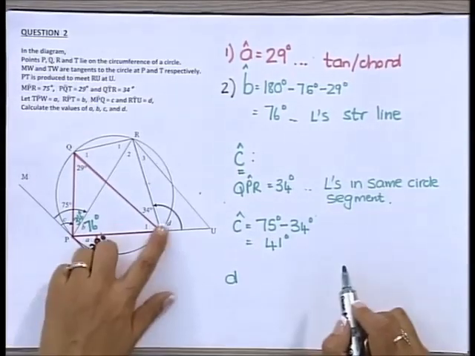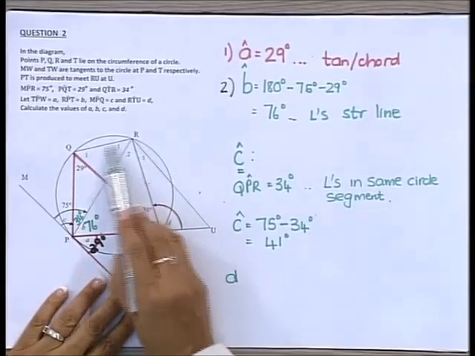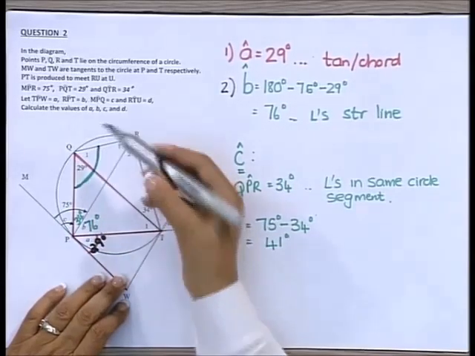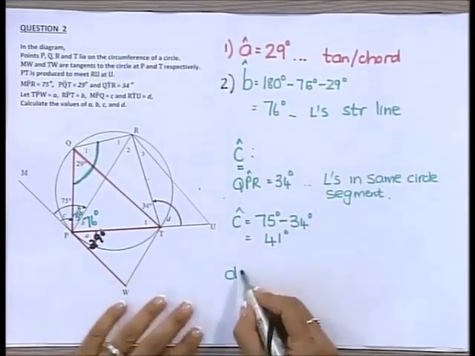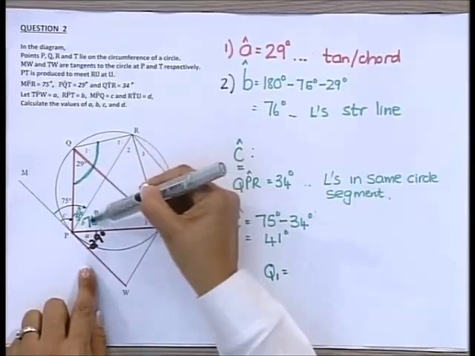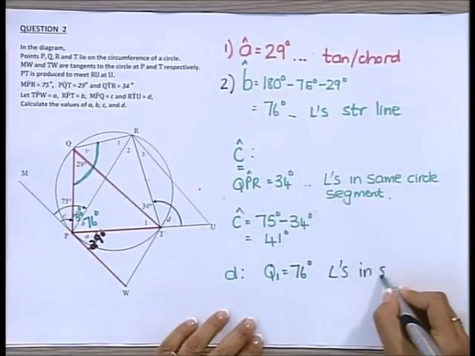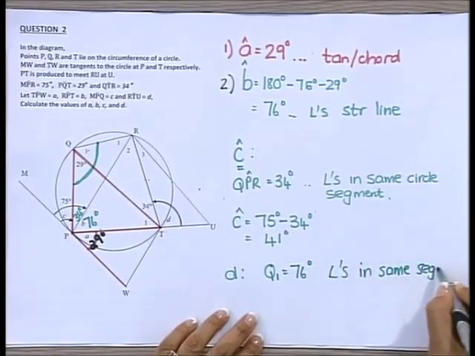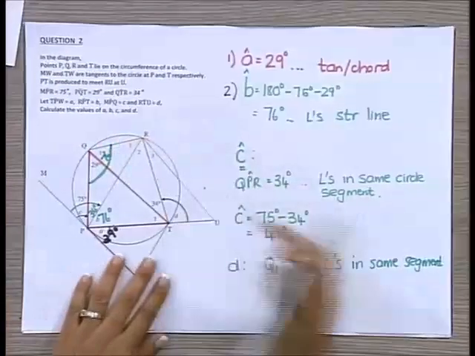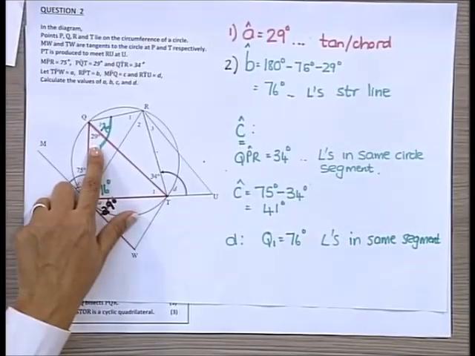And then the last question here is to find D. And we used it. Remember, we said the exterior angle of a cyclic quadrilateral is equal to the opposite interior angle. So I need to find the size of Q1 first. So I'm going to say Q1. What do you say is the size of Q1, matrics? Q1 is equal to 76. Angles in the same segment. Then we can say this is 76, and then D would be equal to, what do you say, 29 plus 76, and that is absolutely fantastic.